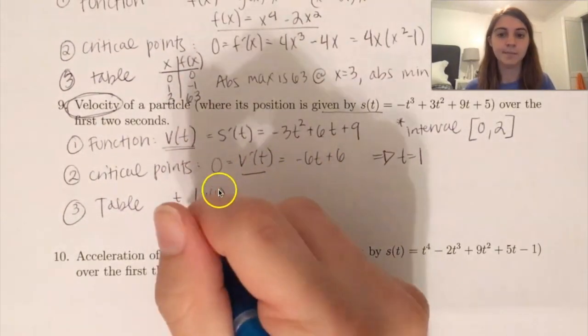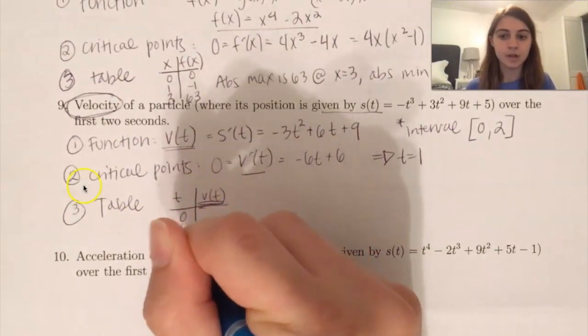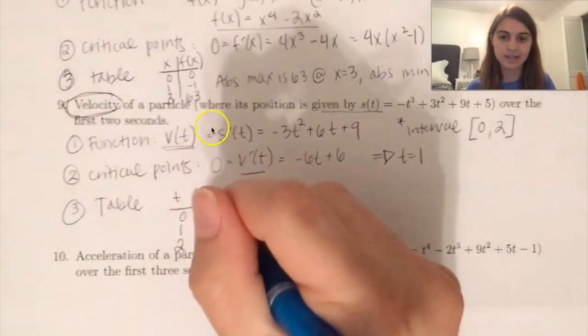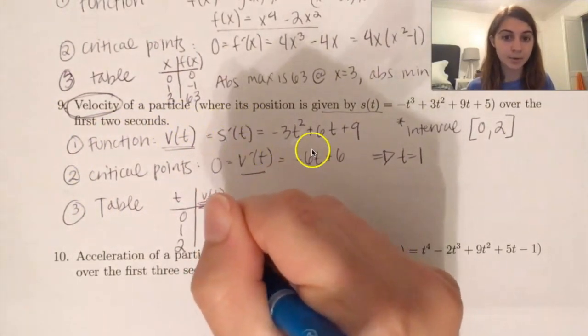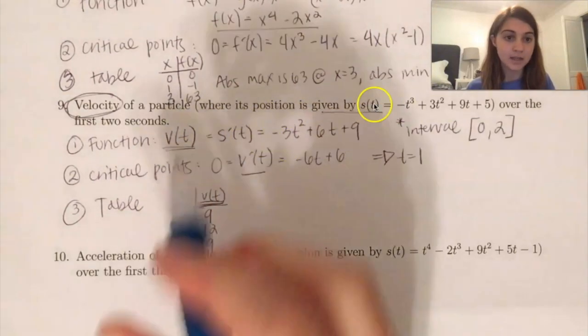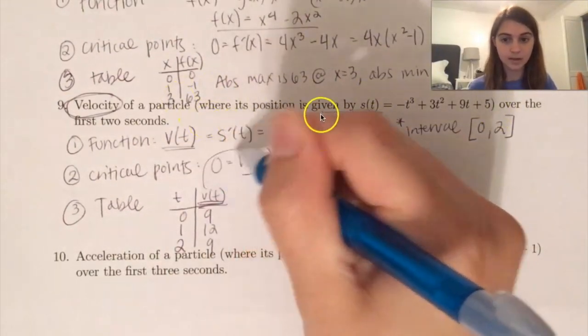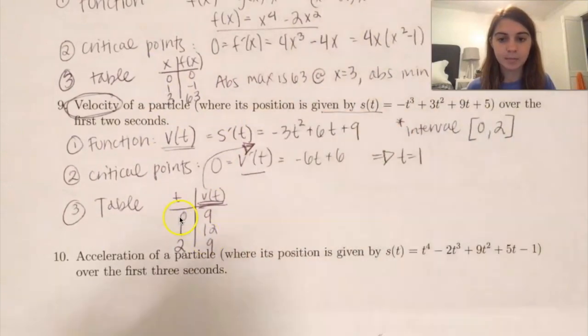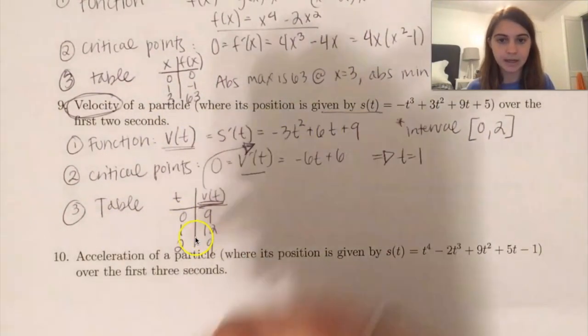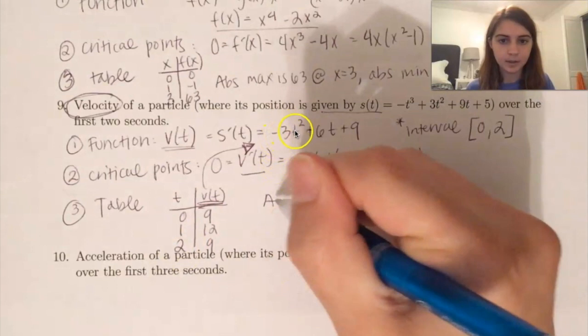Make sure you're plugging your table into the function we located, which is the velocity function, s prime of t, not the function given in the problem. This is why we do this locate step. So now we plug 0 in, you just get 9. For 1, negative 3 times 1 plus 6 times 1 plus 9 is 12. And for 2, negative 3 times 2 squared plus 6 times 2 plus 9 is not also 12, it's 9.